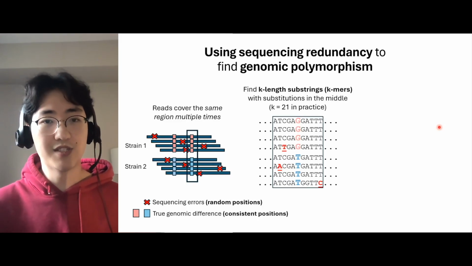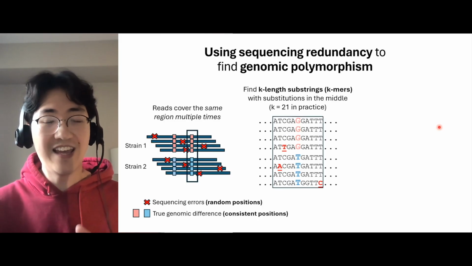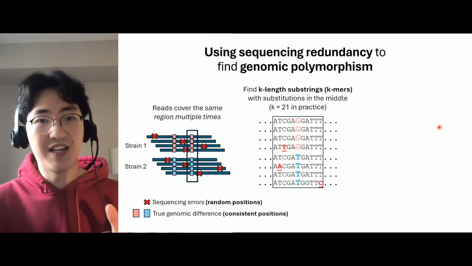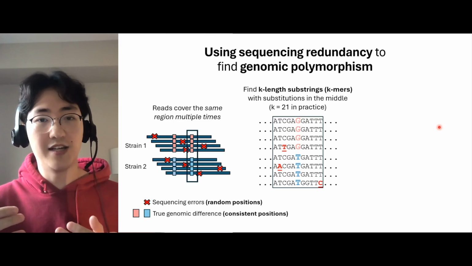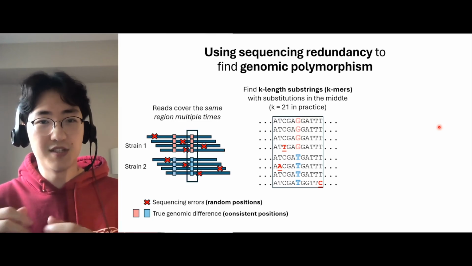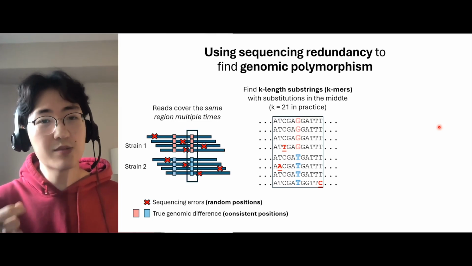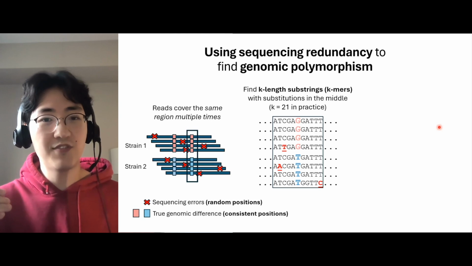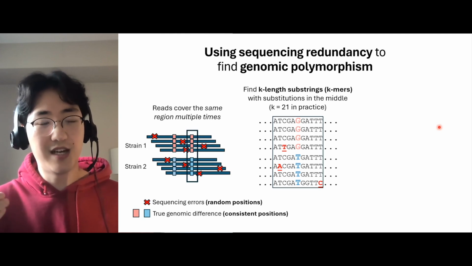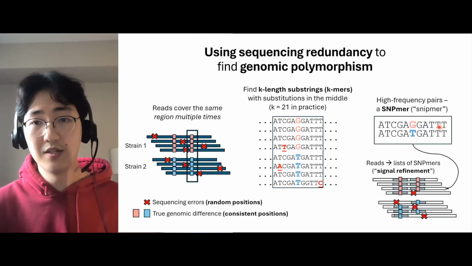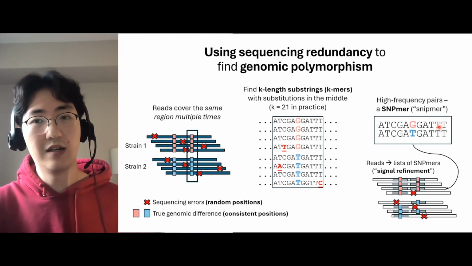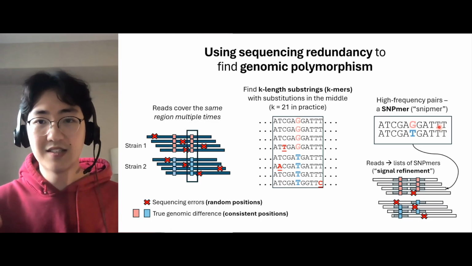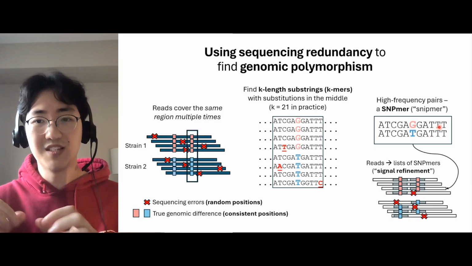One thing I can do is look at k-length substrings, right? Sequences of length k of nucleotides. These are called k-mers. I want to capture k-mers that are almost the same, but have a substitution in the middle. If I see this occur very often, it's likely that there's a single nucleotide polymorphism within my sample. So that's why we call these substrings SNPmers. We can capture these SNPs, single nucleotide polymorphisms, in this k-mer context.